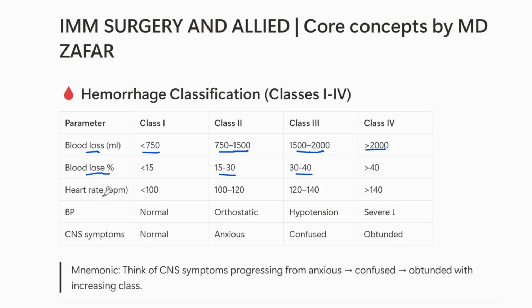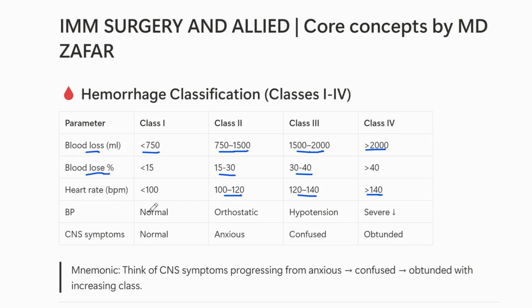In terms of the heart rate, if the heart rate is less than 100, it is class 1. And heart rate of more than 100 to 120, it is class 2. If the heart rate is between 120 to 140, it is going to be class 3. And if there is going to be more than 140 heart rate, then it will be in class 4.